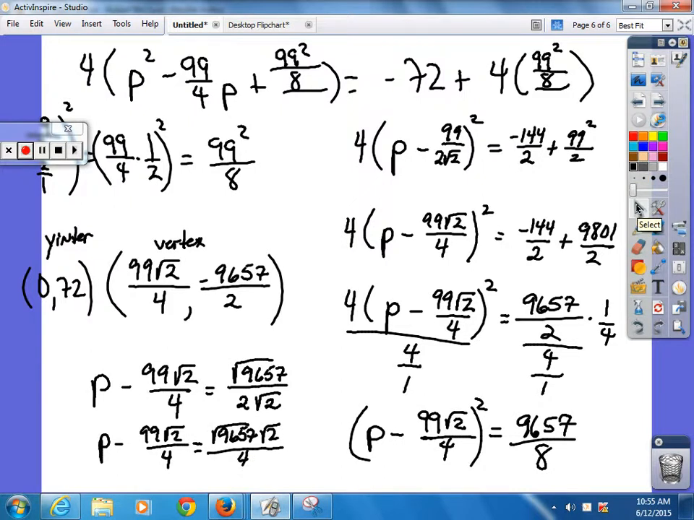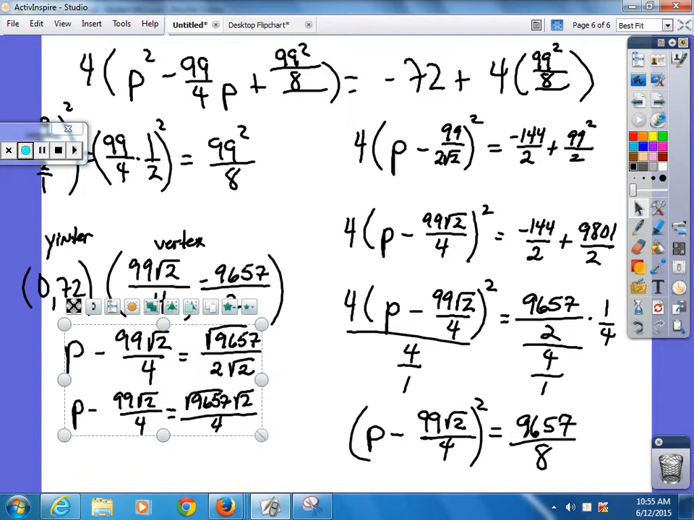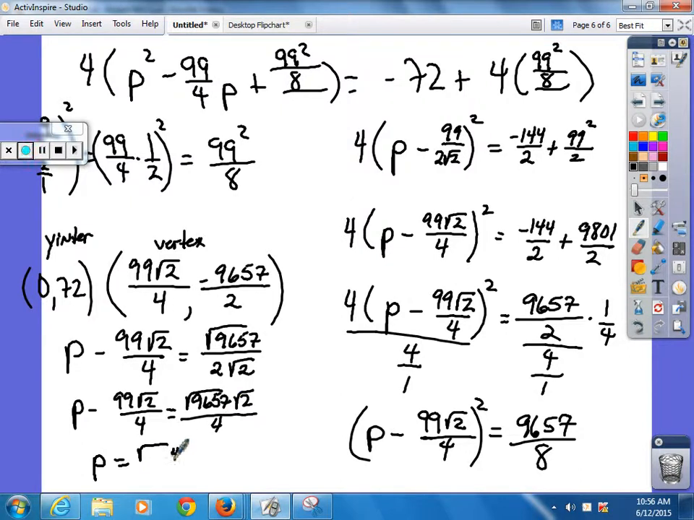Let's see if I can figure this thing out without using a calculator, if it's even right. We'll see when we graph it. P is equal to the square root of 18, let's see, 2 times 9, or 2 times 7 is 14, bring the 1, 2 times 5 is 10, that'd be 11, bring the 1, that'd be 13, bring the 1, be 19. 19,314 plus 99 square root of 2 over 4.